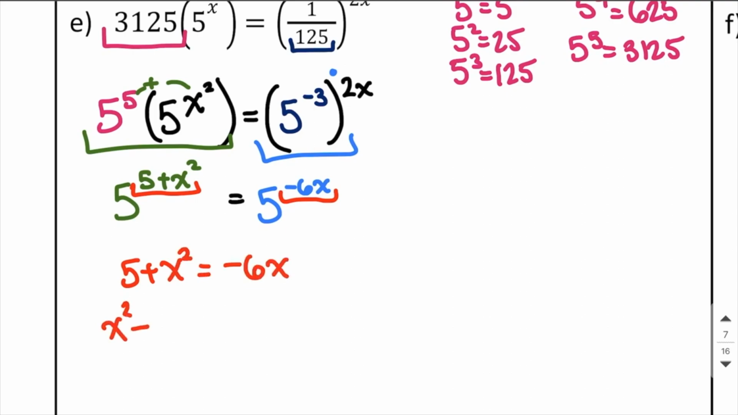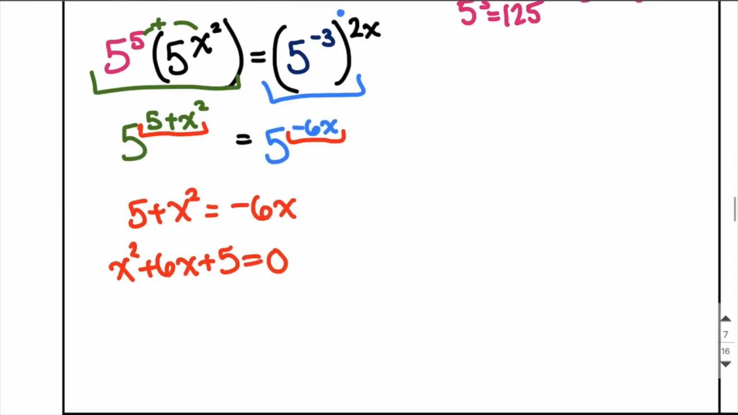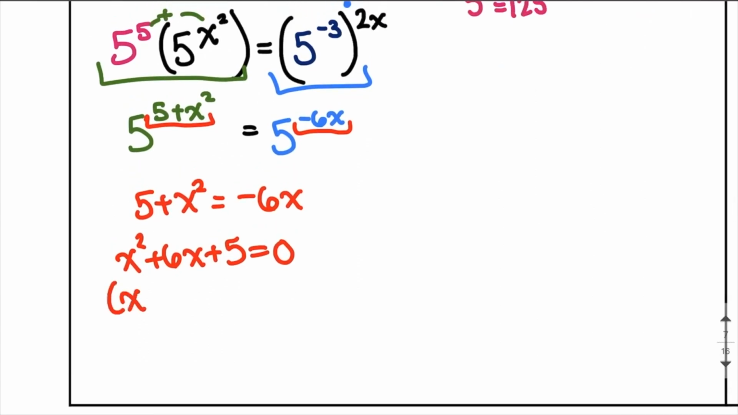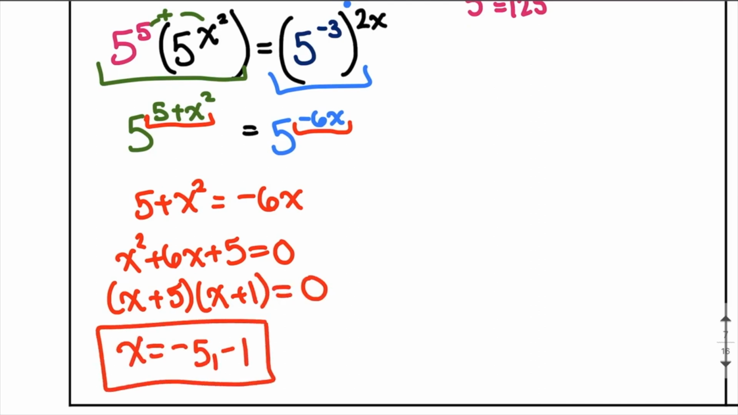Get everything together on one side, preferably the side that makes the x squared positive. And then all I need to do is just factor and solve. So this would be x plus 5 times x plus 1 equals 0. So x either equals negative 5 or negative 1. And this is my answer right here.